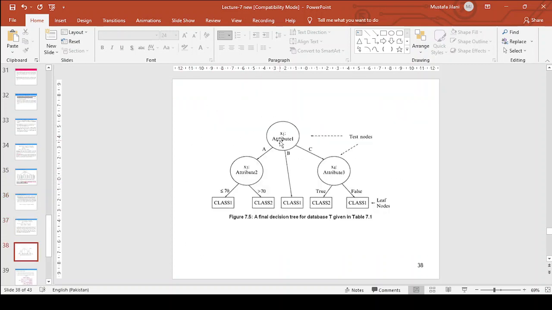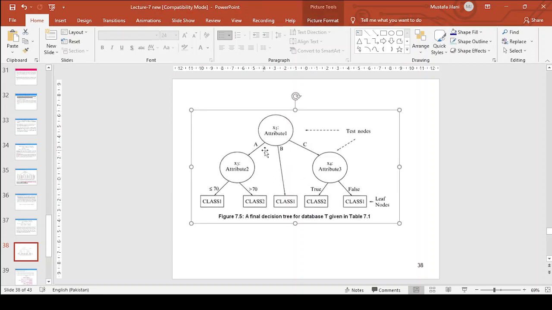So basically the final model is showing that we have attribute 1, which has categories A, B, C, and from the left T1, attribute 2 is the winner: if it is less than or equal to 70, go for class 1, and if it is more than 70, go for class 2. When attribute 1 value is B, just go for class 1, and when attribute 1 value is C, go for attribute 3. Attribute 3 was true and false. So these are the leaf or final nodes.